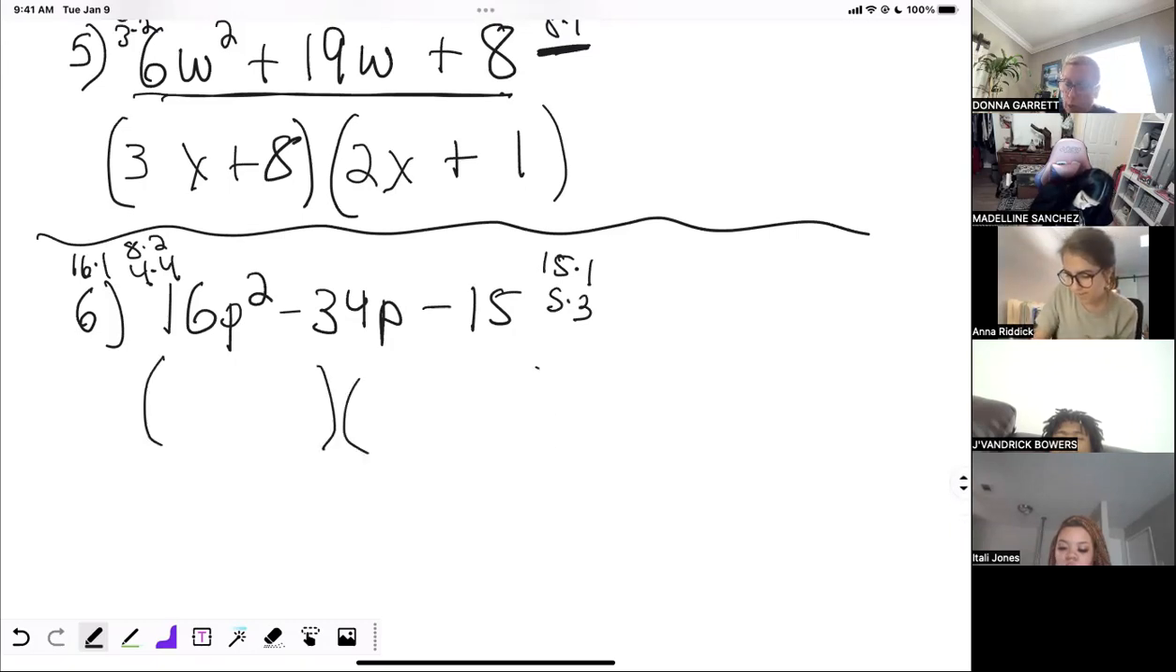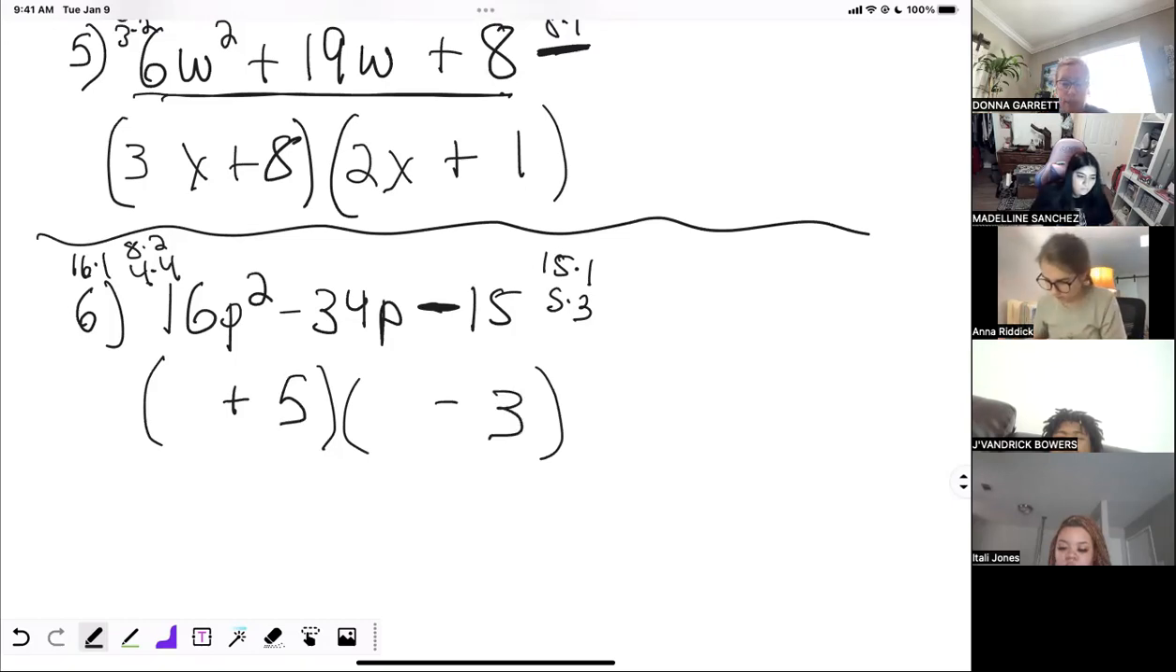So number 1, I have a minus as my second sign, so I know it's plus or minus. I'm going to go with 5 and 3 without really thinking about where to put them. And then do I want to do 4 and 4 or 8 and 2? 4 and 4, 2, 8. Okay, so this is what I see.